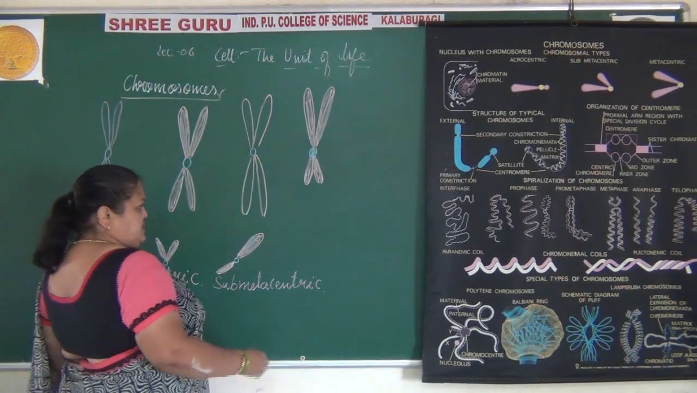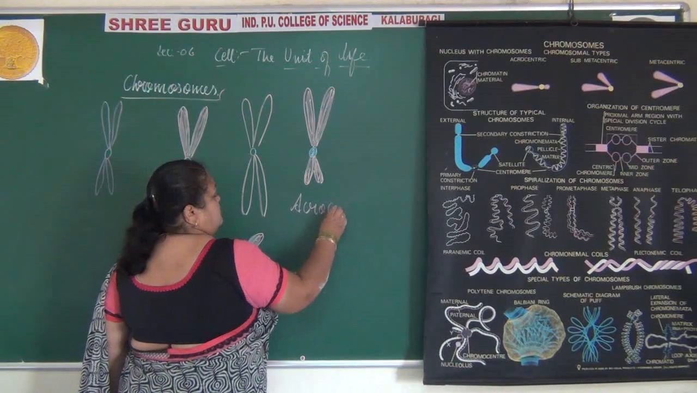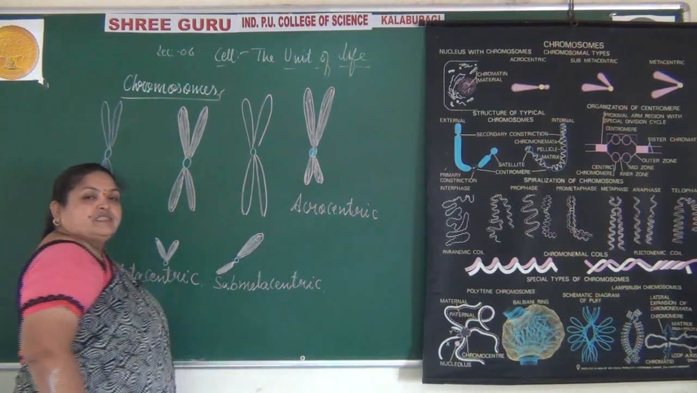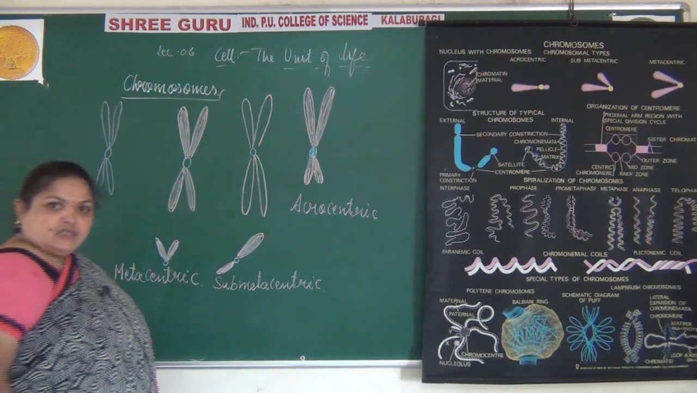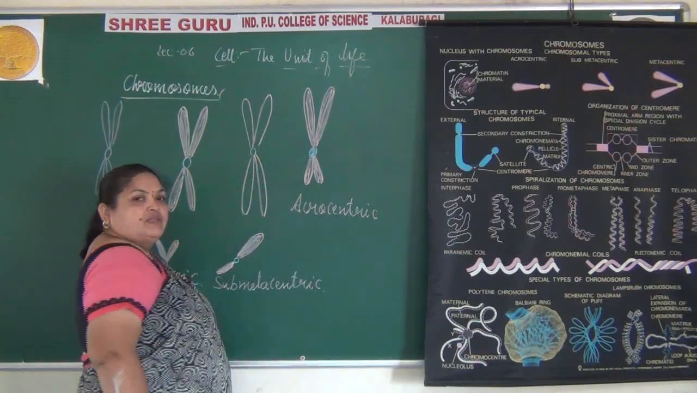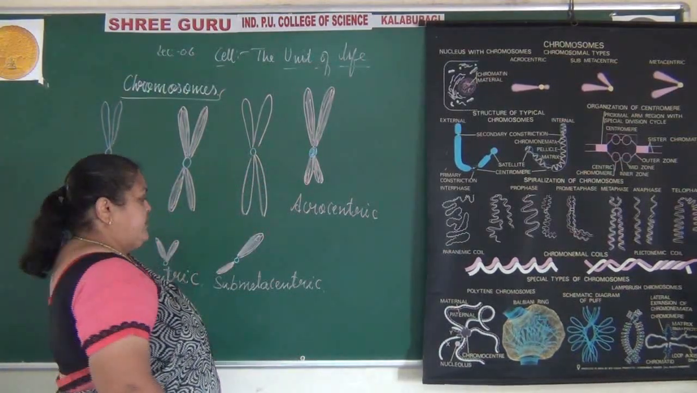It appears to be J shape and such are called as acrocentric. The centromere is in such a place that one arm is very short and the other arm is too long. Such one we call as acrocentric.